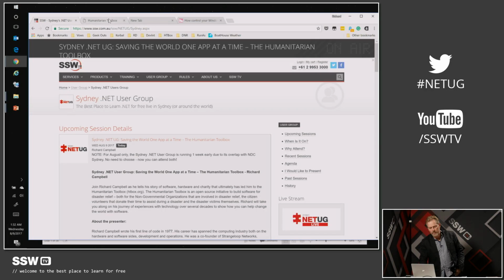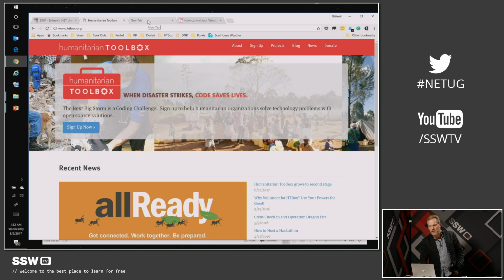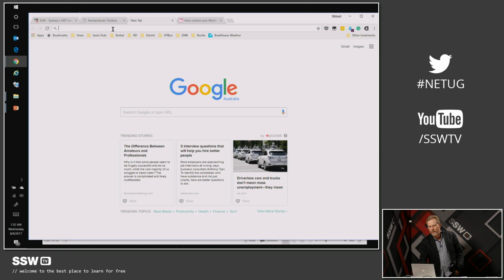Tonight's talk, the second session, is really special. We're going to get the entire history of .NET. This first session is really important, and I'll give you a sense of what he's talking about. He's going to talk in detail about the Humanitarian Toolbox and a whole lot of disaster scenarios and how he's corralling developers around that.